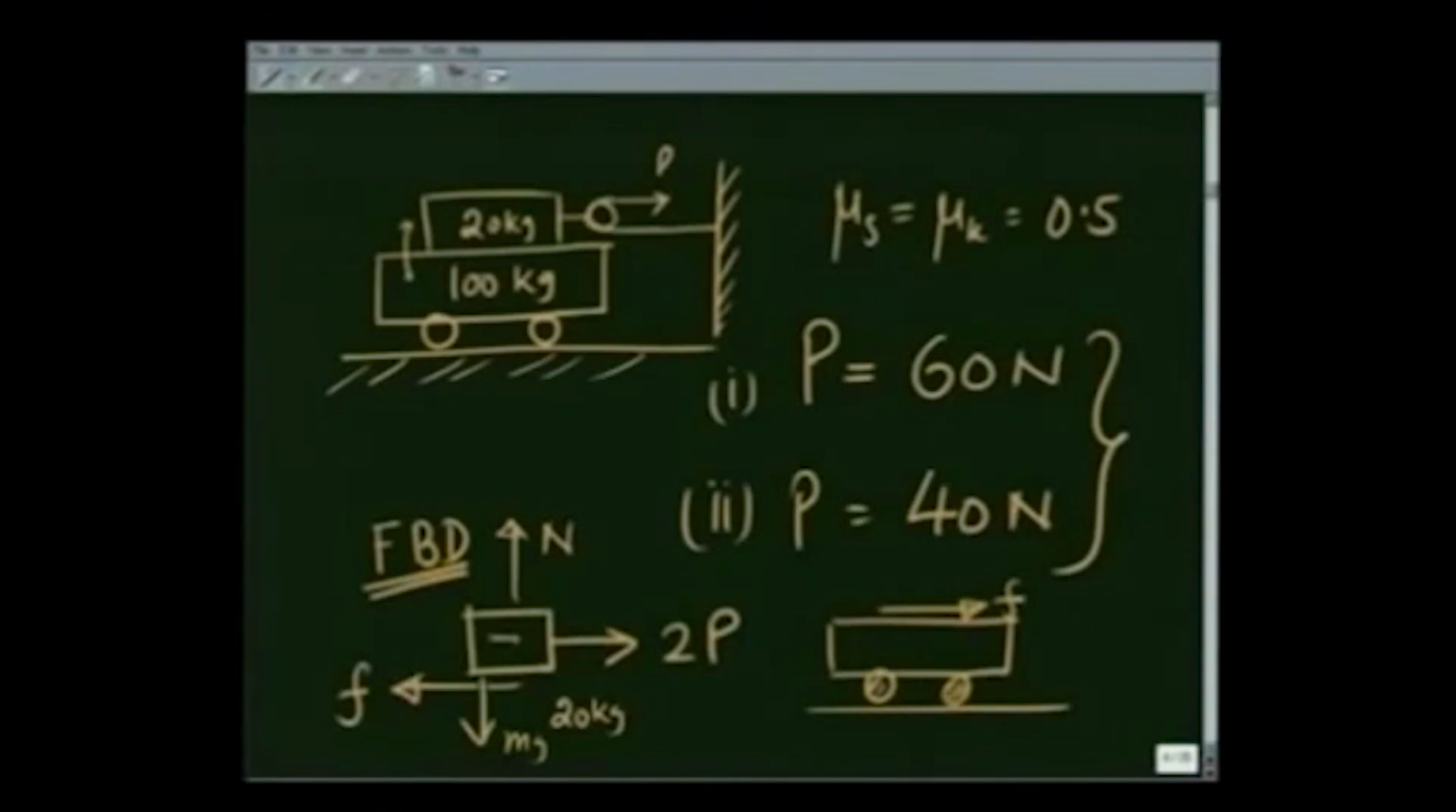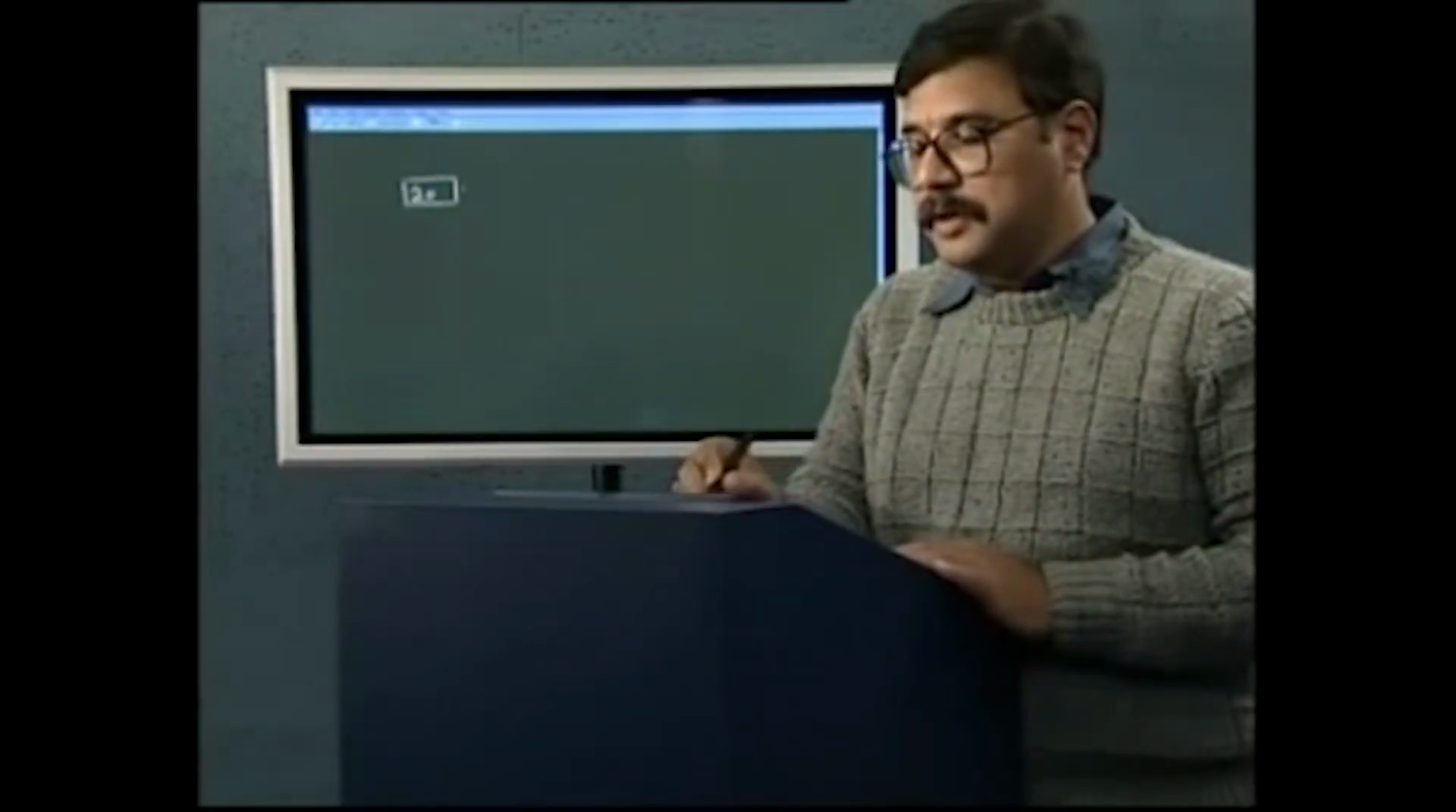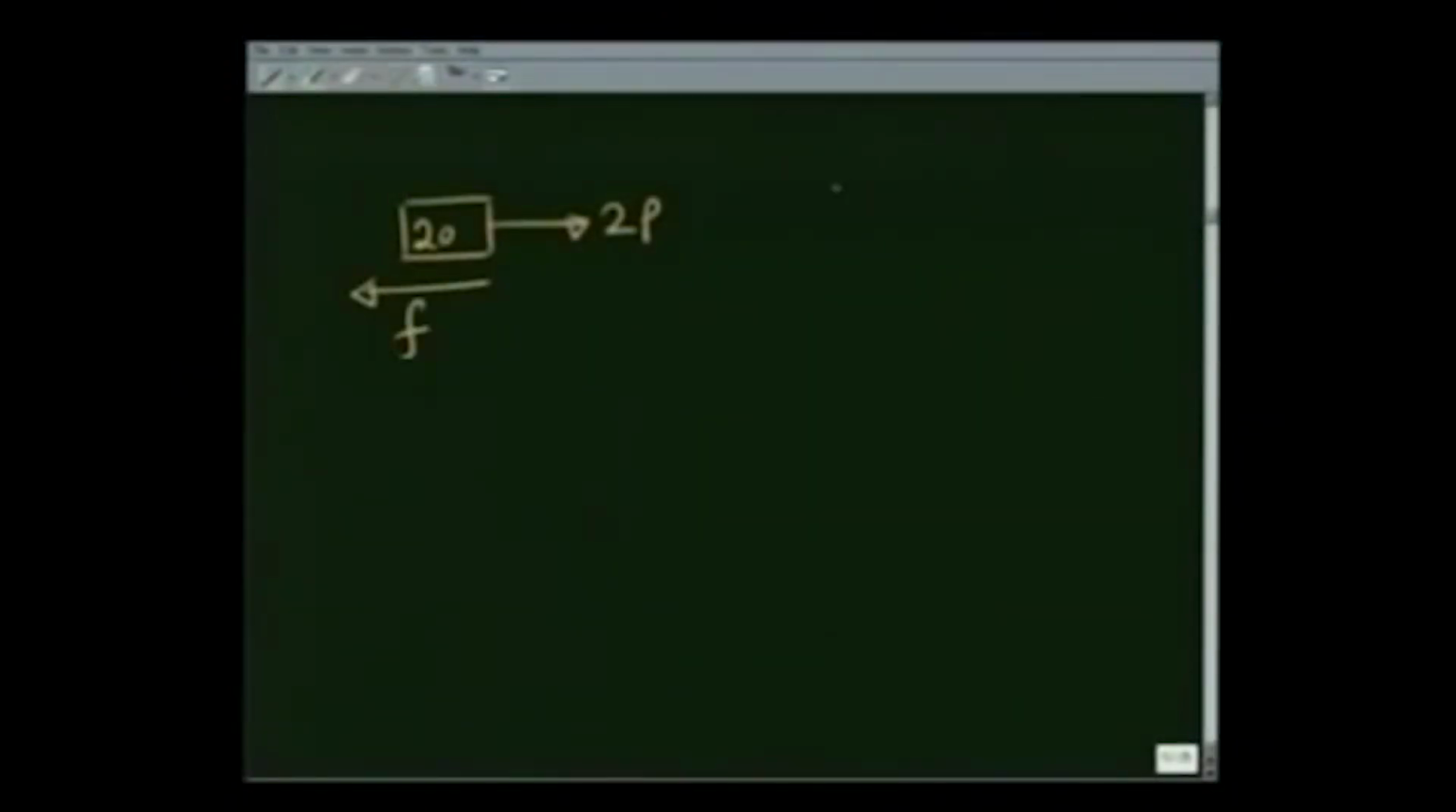If I draw it again, showing only the relevant forces for horizontal motion, the free body diagram for the 20 kg mass is 2p this way, friction this way, and for the trolley is friction this way. So, the trolley would move in this direction, accelerate in this direction due to this frictional force. The 20 kilogram mass will also move in this direction because of 2p and the force.